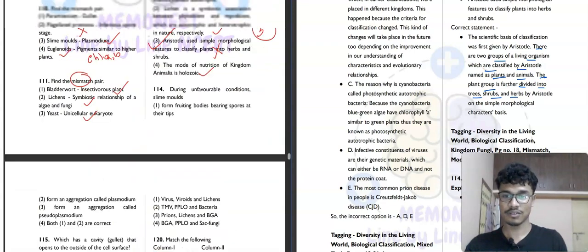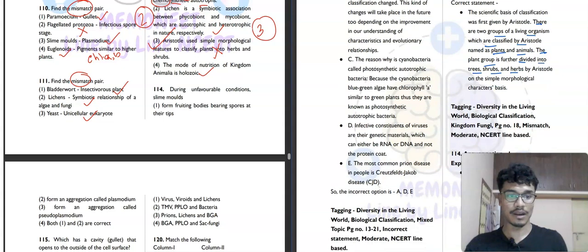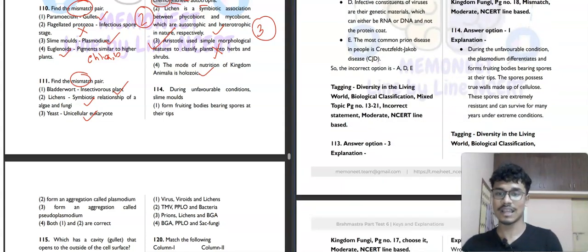Now moving to the next question, that is question number 114. It is saying that during unfavorable conditions, slime molds, we just have seen this one, the slime mold plasmodium, this is for favorable conditions. Now this question is asking about the unfavorable one. So what are the options given? That it forms fruiting bodies bearing spores at their tips.